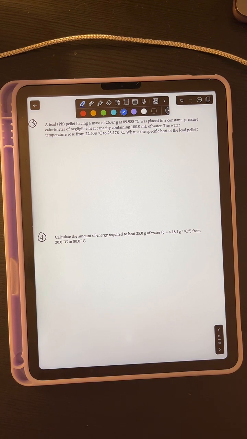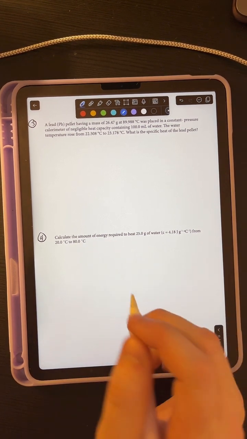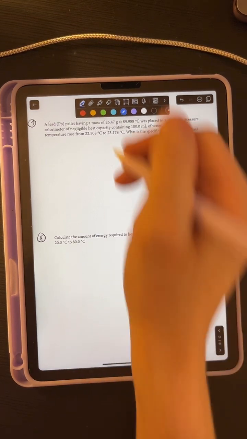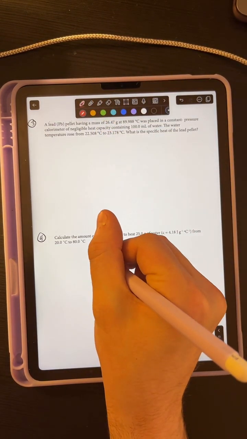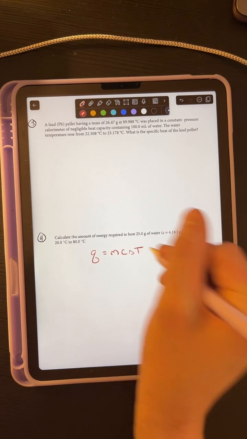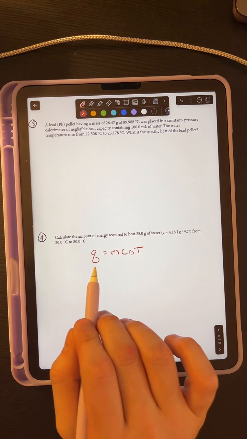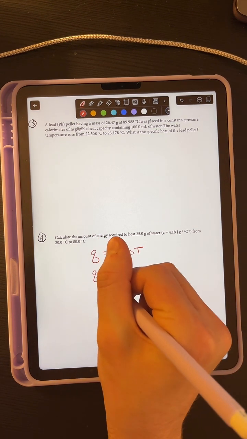Yes, I see some things coming in. We're going to use MCΔT, exactly. So we want to figure out the amount of heat energy required to heat the water. So Q is going to equal our MCΔT. Nice job, everyone. Our Q, that's what we're looking for.